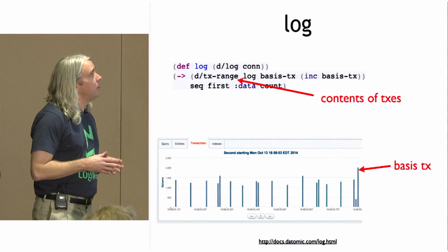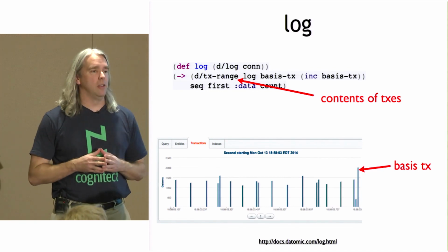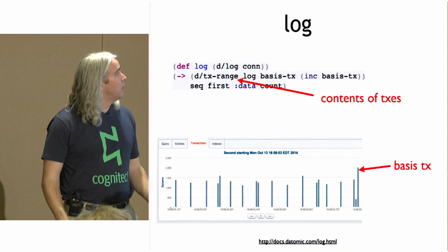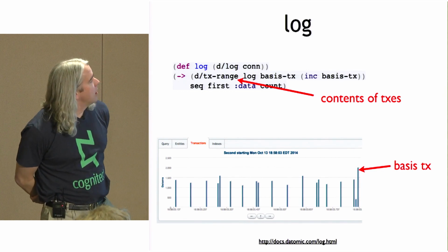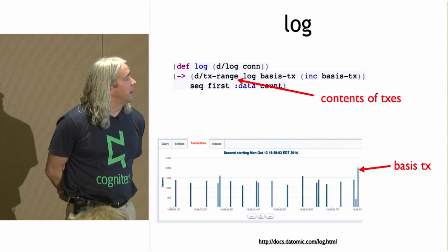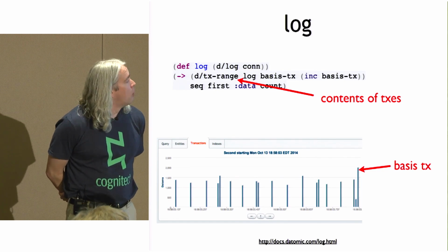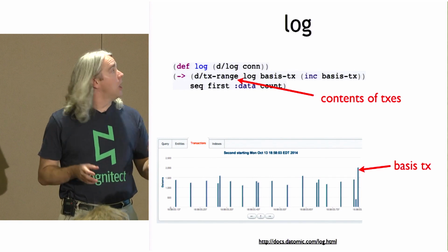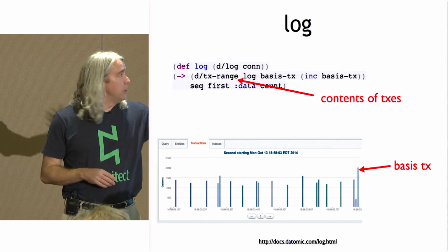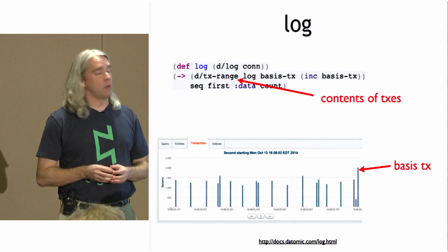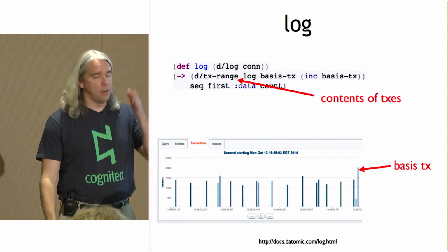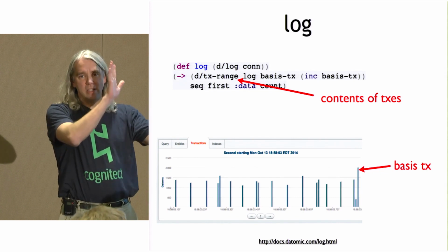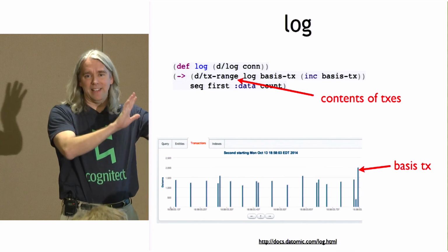There's also a log. The log is not associated with a database value. It's associated with the connection. Right? It's an ongoing thing. It represents the connection's ongoing activity. And given a log, which you can get by calling d/log on a connection, you can then ask for a range of transactions with tx-range. Tx-range takes a log, a t, and a later t. And so if I want to ask for a single transaction, I would say, given a particular basis transaction, and then the increment of that basis transaction, that's going to give me a range that's only one big. Right? I'm going to go from 7 to 8.